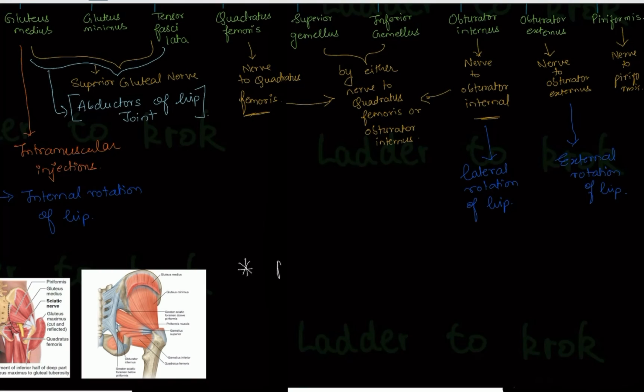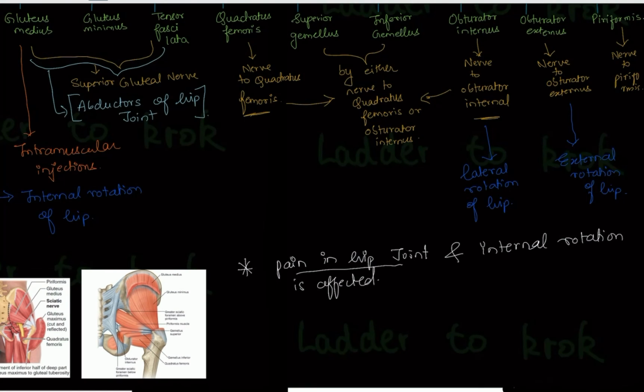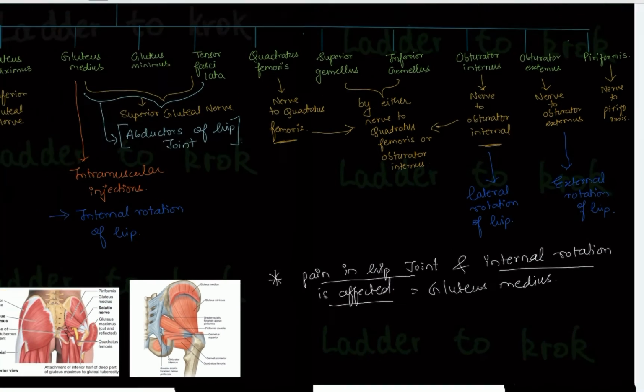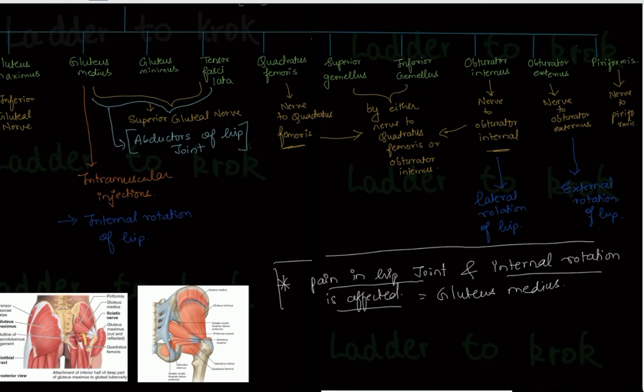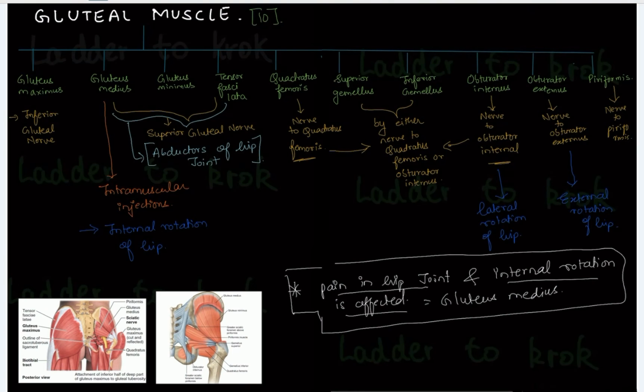If they tell you there is pain in hip joint and internal rotation is affected, what does it mean? Pain in hip joint means some problem with the gluteal muscles. Now internal rotation is affected. Which muscle was doing this internal rotation? Gluteus medius. So your answer comes here, gluteus medius muscle, or you can say the gluteal muscle problem. So this is the way they give the question actually. So remember this point. That's it about the gluteal muscles.